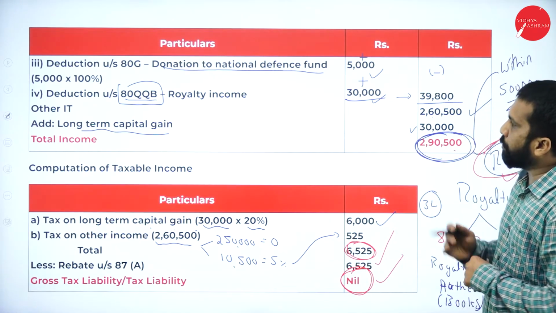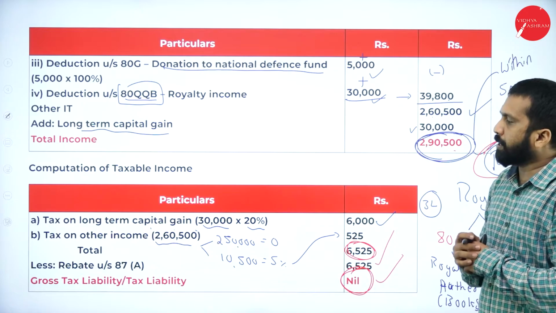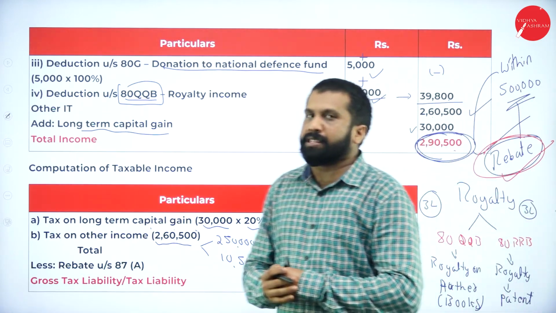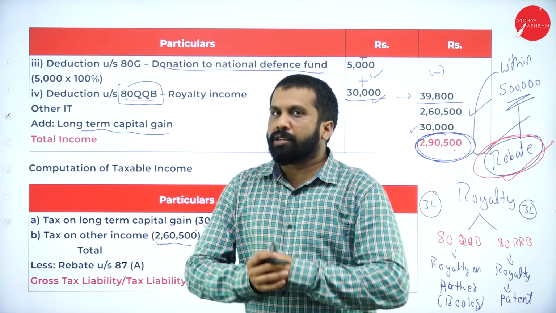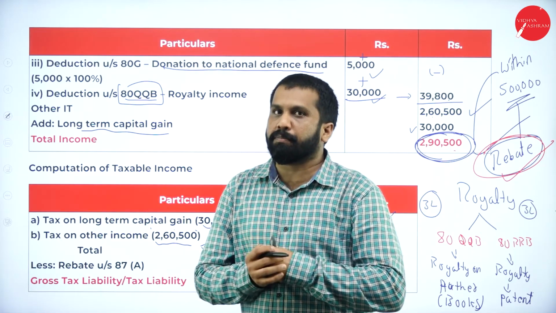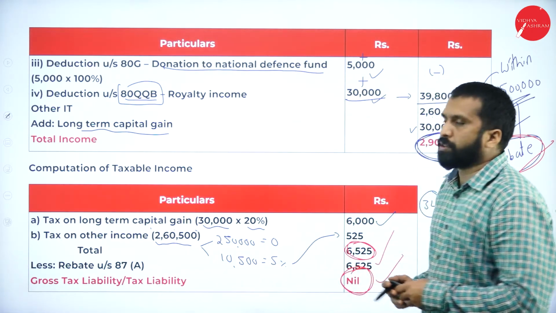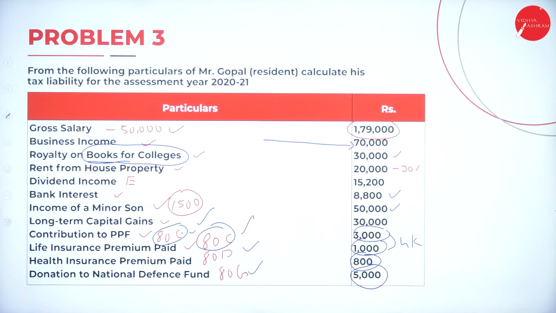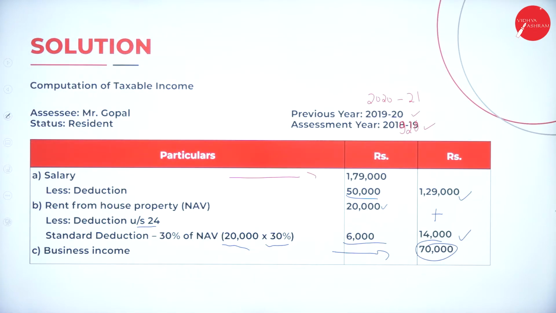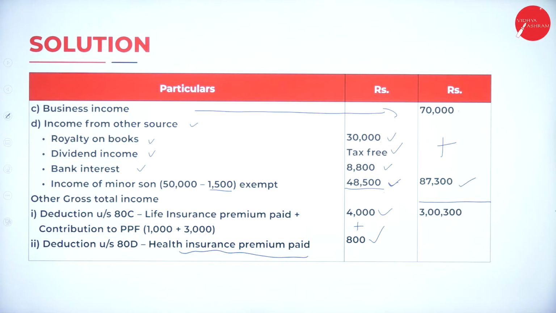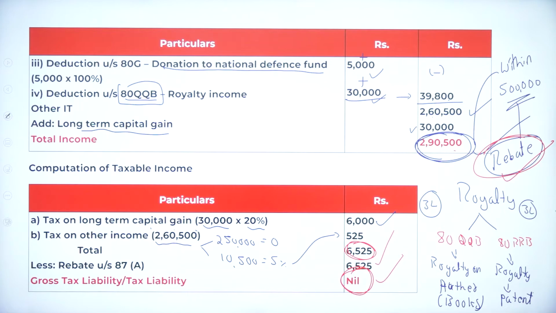So this is all about your computation of taxable income. Now, I'll go back to your previous slide. Please take a screenshot. Today's homework is interesting and very important. Clear? So, problem number 3, your solution part, the continuation of solution, your tax computation. Now the homework is very simple, just two homeworks.